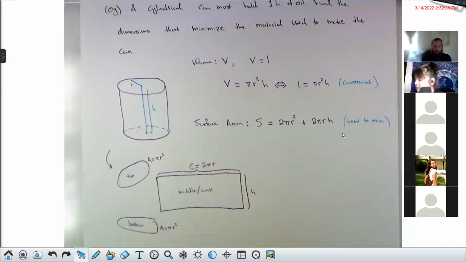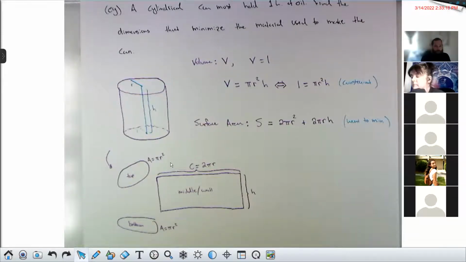All right, this is all the sort of creative work. So let's pause for a minute. Are there any questions we'd like to ask at this stage? We're all comfortable with where the volume expression comes from and why I'm setting that equal to 1? And we understand why that's the constraint, right? Because they told us the can has to hold 1 liter of oil. I don't have any control over that. The volume must be 1 liter.